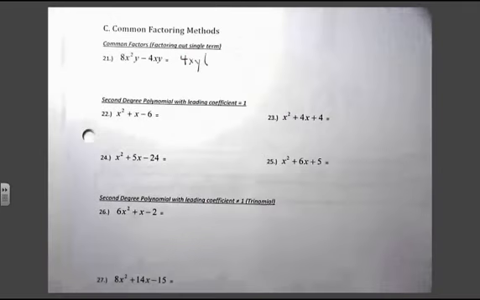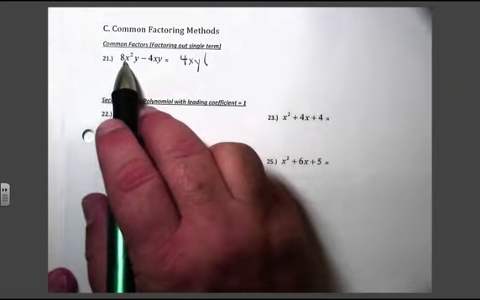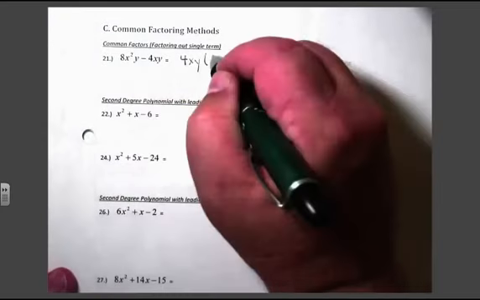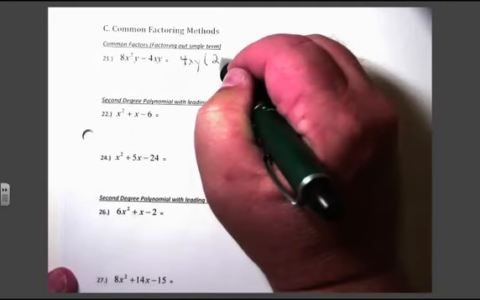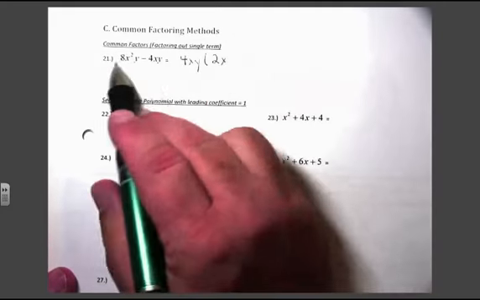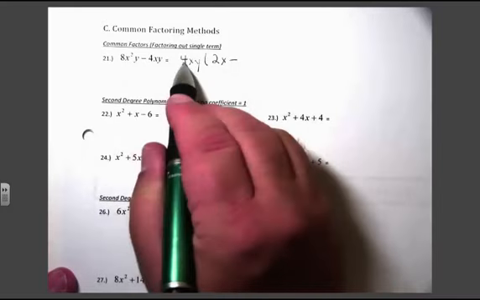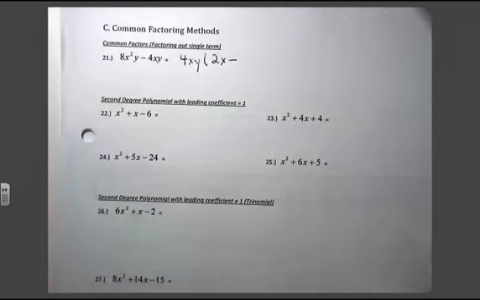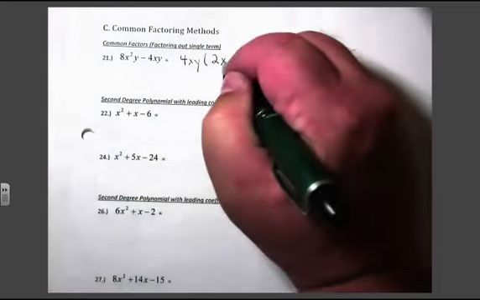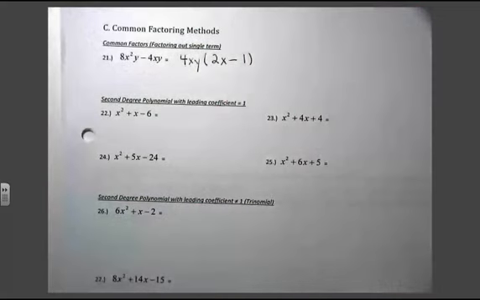So when I pull out a 4xy, what am I left with? Well, when I pull a 4 out of an 8, I'm left with a 2. When I pull an x out of an x squared, I'm left with x. And when I pull the y out, it's completely gone. Minus, when I pull the 4xy out of a 4xy, what is left as a placeholder that's always there? 1. When you pull everything out, you're always left with a 1. It's not 0, don't just discount it, 1.